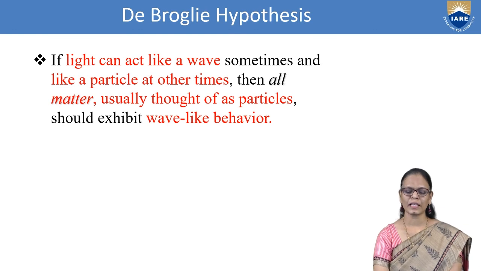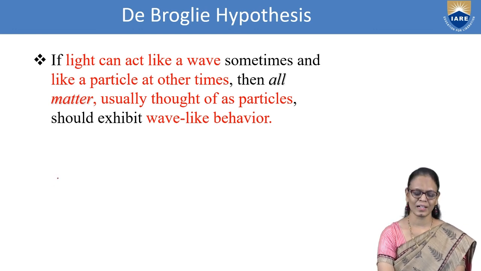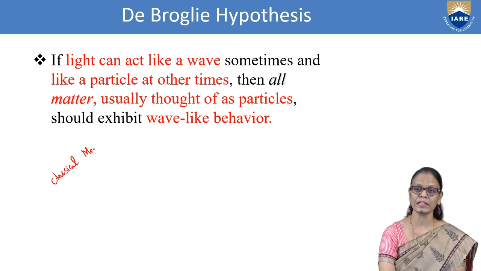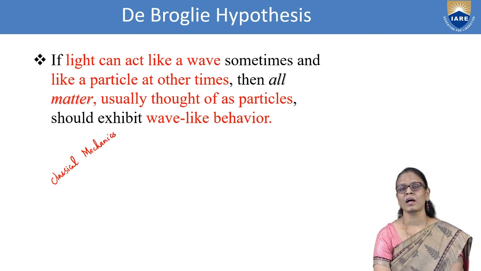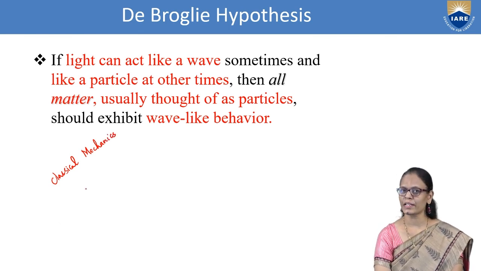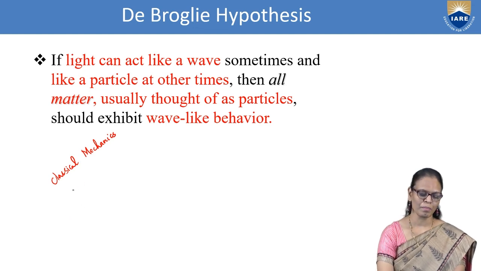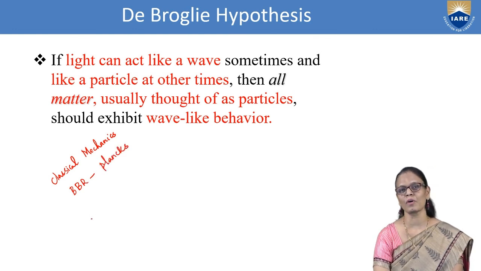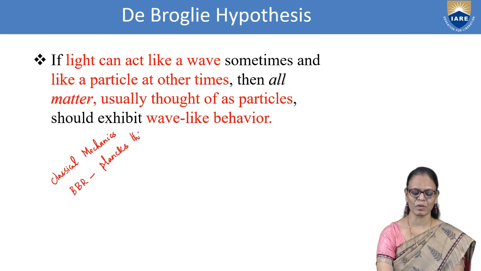So what we understand here is, first classical mechanics. We had classical physicists who said that light propagates as electromagnetic waves and it is continuous in nature. But then came the black body radiation by Planck. He said light is emitted or absorbed in the form of small packets called quanta.